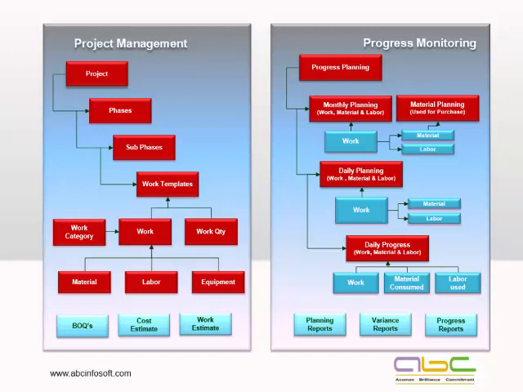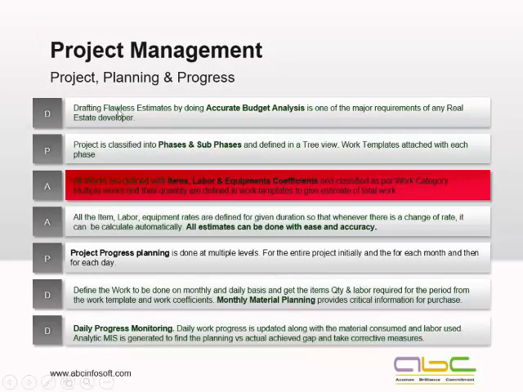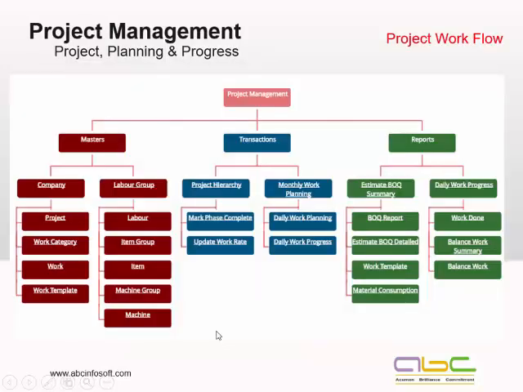We don't want any compromise on quality, and we don't want any wastage of material or pilferage of the material. Now, this module is basically used for accurate budget analysis. We can find out the costing of the project and the progress of the project at any given stage. Phases and sub-phases would be defined. We have item labor equipment coefficients, all estimates done, project planning, monthly planning, and daily progress monitoring.